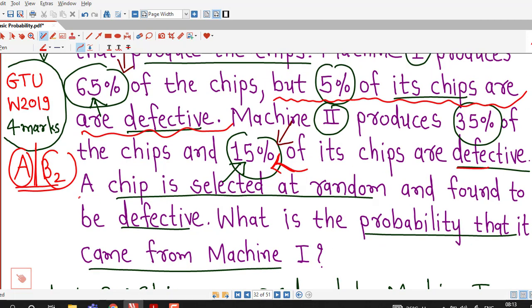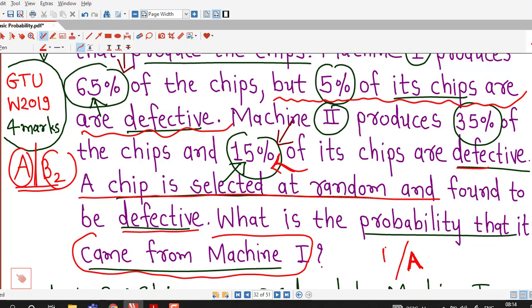Now a chip is selected randomly from any machine and found to be defective. So event A, that chips are defective, occurs first. Then we have to find the probability that the defective chip came from machine 1. That means we have to find the probability of B1 given A.